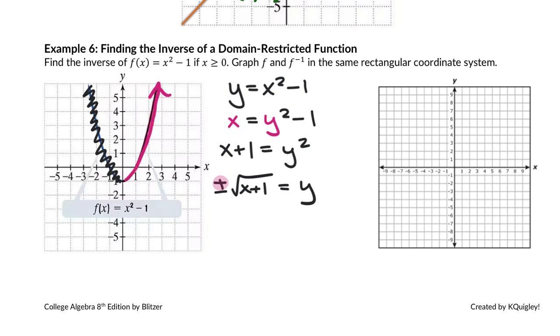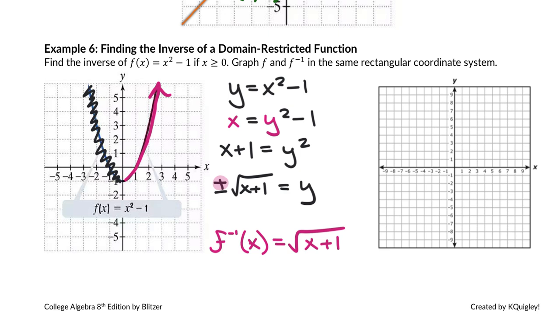So even though in your head square root means plus or minus, we restricted our starting function, so we restrict our inverse. The inverse of this pink part of the function would just be the positive version, the square root of x plus 1.